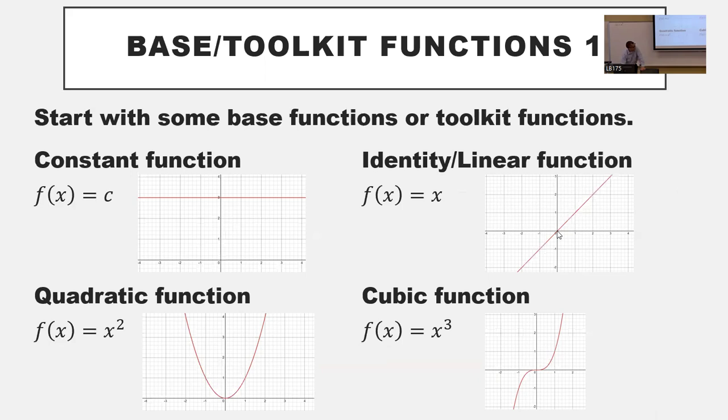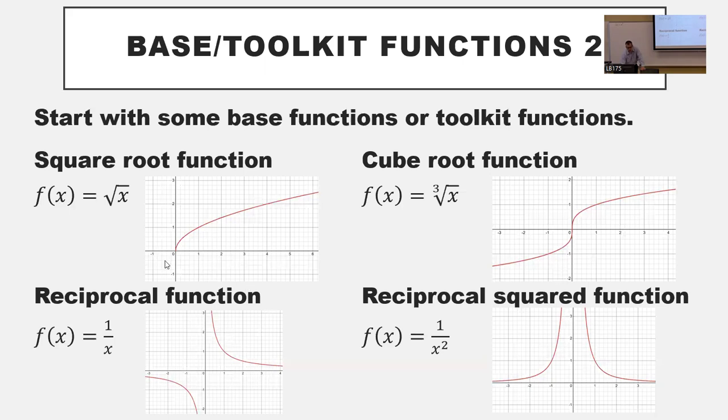Notice that when we go through the origin on our linear function, over 1, up 1, we're still at the point 1, 1. X squared, over 1, up 1, still at 1, 1. X cubed, over 1, up 1, still at 1, 1. Square root going through the origin at 1, 1. Cube root going through the origin at 1, 1. Reciprocal doesn't go through the origin, but it does go through the point 1, 1. And same thing with 1 over x squared. It does go through 1, 1.